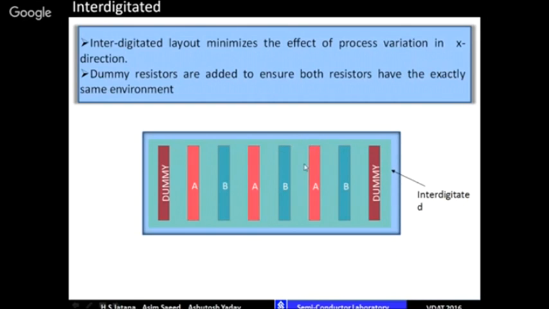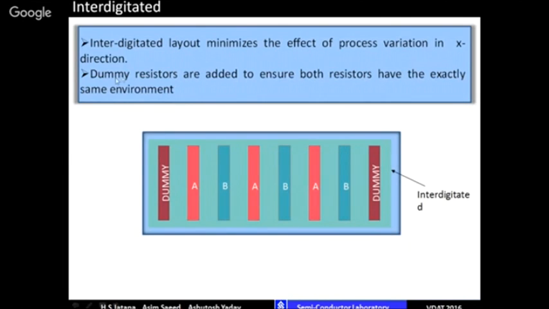It minimizes the effect of process variation. You see here I have two resistors, A and B. I have split A in three parts: one, two, three. So I have two options now. What I can do is put A1 here, A2 here, A3 here, then B1, B2, B3, and again A1, A2, A3, B1, B2, B3, and you can join easily.